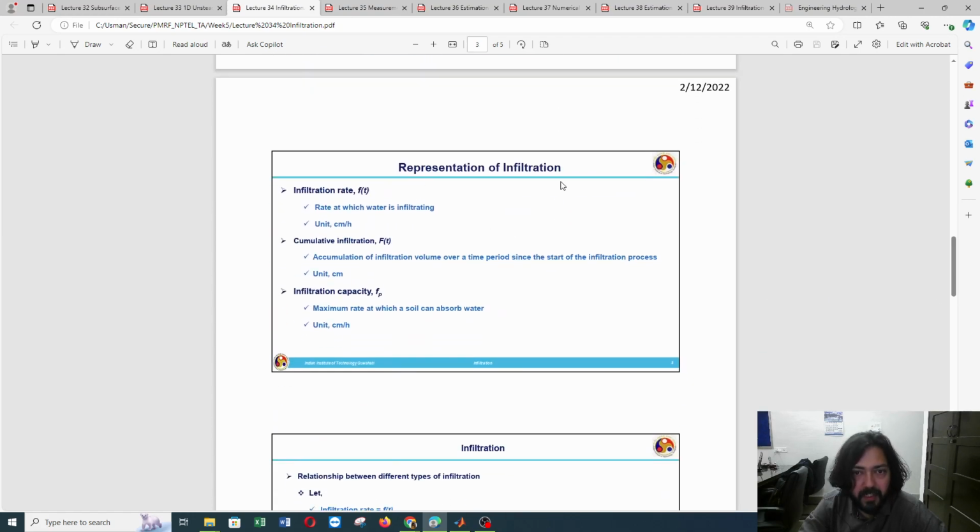Then we studied the representation of infiltration, right? We know there are three different types. First is infiltration rate. Infiltration rate means the amount of water which is infiltrating per unit time. If we remember the unit, it will give us the idea of what infiltration rate is. Also remember the notation: the notation for infiltration rate is small f of t. Cumulative infiltration is the cumulative depth of water that is penetrating inside the soil, which is represented by F of capital T. Then there is infiltration capacity, which is the maximum rate at which the soil can absorb water. So this is the actual rate, and this is the maximum rate.